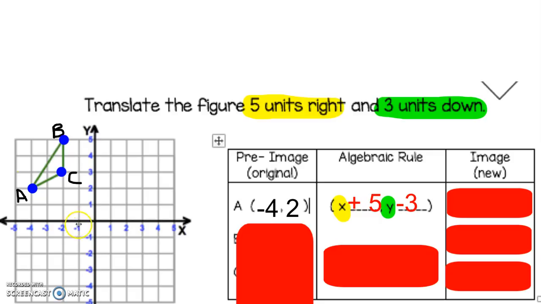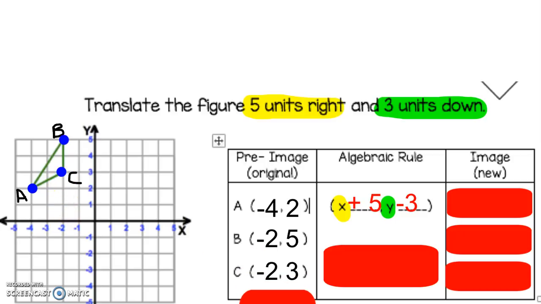Now, the pre-image is the original image, so all you have to do here is record the ordered pairs. So A is located at (-4, 2). B is at (-2, 5), and C is located at (-2, 3). Okay. Now, to translate the figure, I'm just going to slide every single point 5 units right and 3 units down.